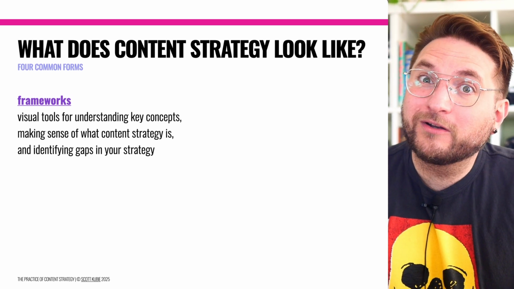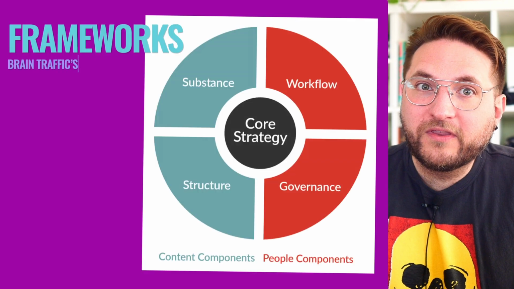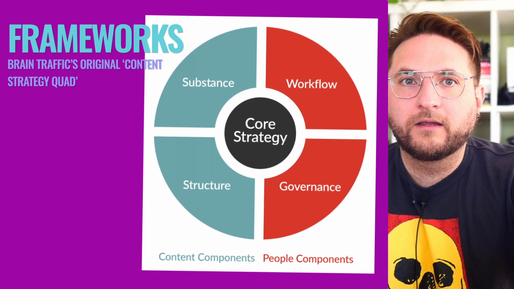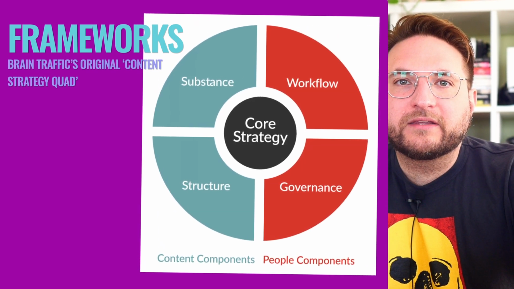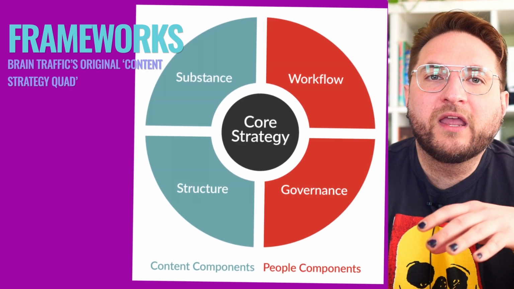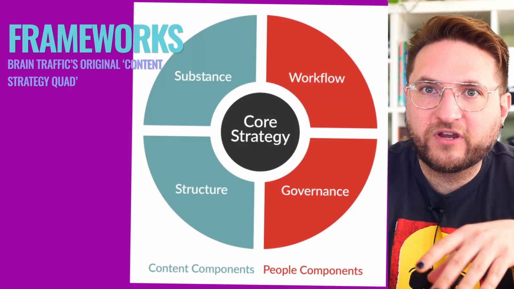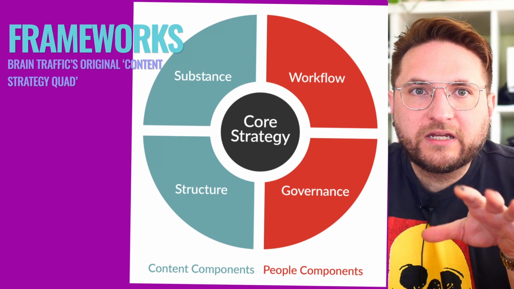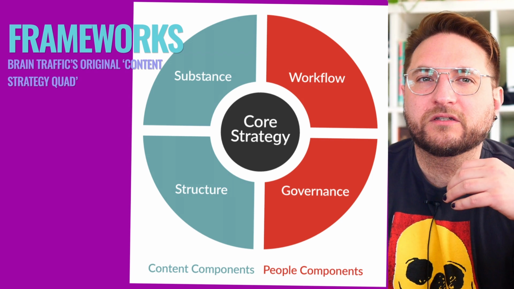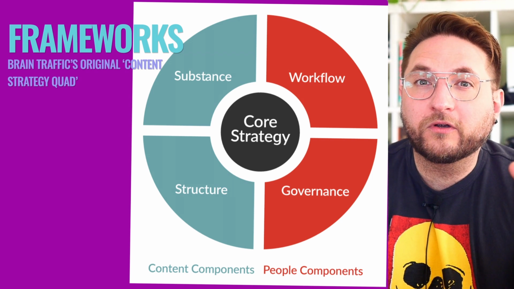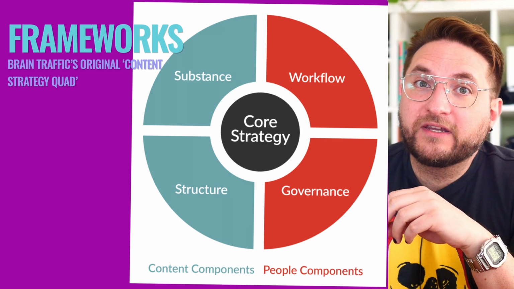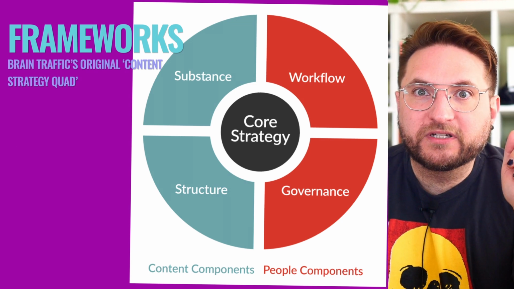And as promised, we're going to look at some of this stuff. This is a pretty popular framework, the Content Strategy Quad. Brain Traffic is an agency led by Christina Halverson that developed this original content strategy quad. It also shows up in her book, Content Strategy for the Web. What you're seeing is a description of 4 key components that organizations typically need to address to support their core strategy, which is that thing in the middle. So yes, there are 5 things in the quad. Don't ask me to explain.